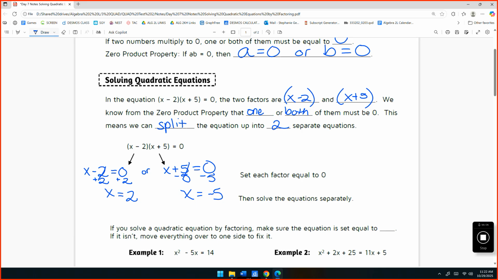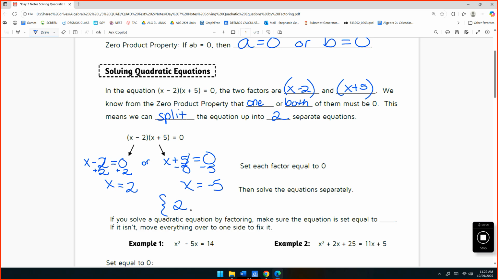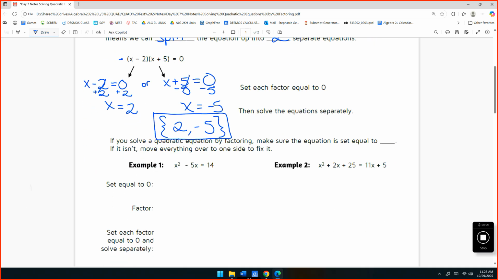And since I'm solving an equation, I put those in a solution set. So in the solution set, I'm going to write these two numbers. The order does not make a difference. I could have put negative 5 first. But those are the answers that make it true. Because if x is 2, then 2 minus 2 up here is 0, and if x is negative 5, then negative 5 plus 5 is 0. That will make it true. Okay. Y'all with me so far?